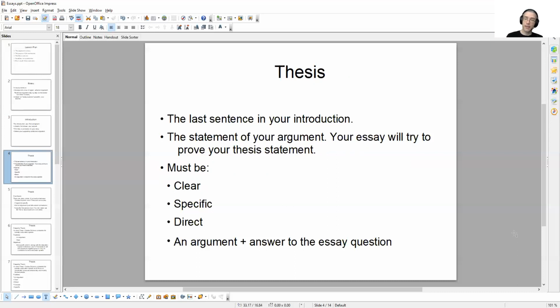So you can't say something like, well, love can produce positive actions and negative actions. You're not staking a claim. You're not really making an argument. You're saying something that's objectively true. We know love sometimes leads to good things and love sometimes leads to bad things. So you're not really putting yourself out there and making an argument. Make sure that the thesis is actually an argument.